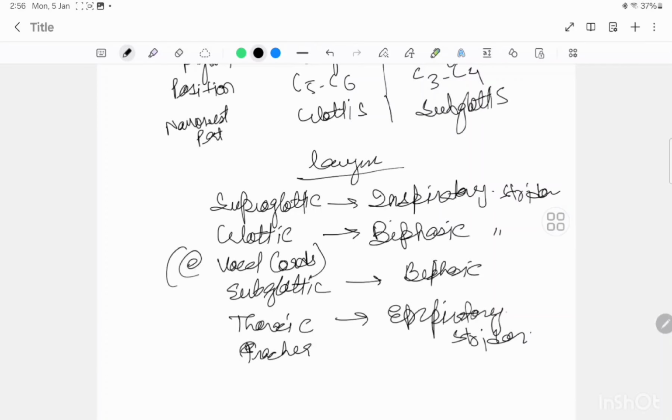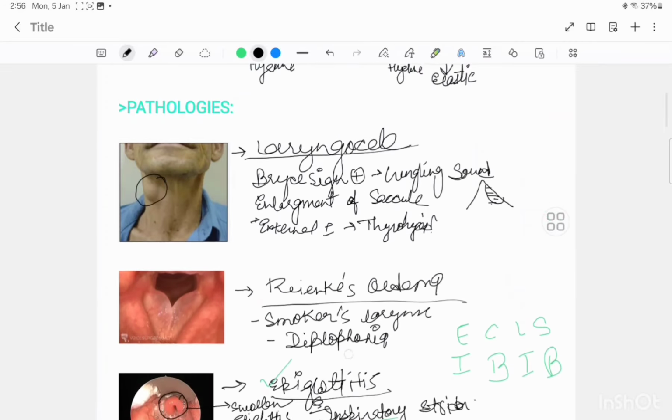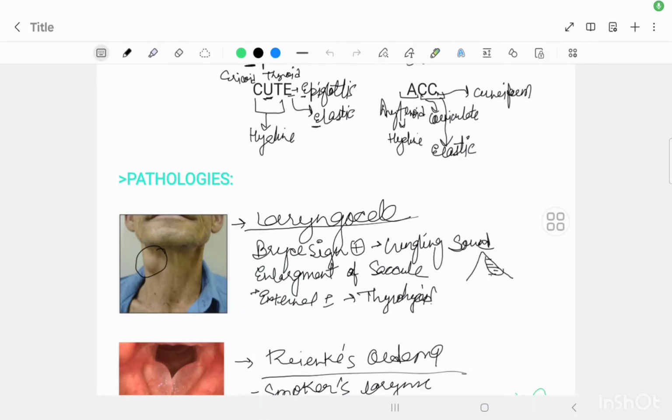So this is it. We have two mnemonics. First one is CUTE and ACC. Rapidly revising, CUTE is for U for unpaired cartilage, C and T is hyaline, E is elastic, A arytenoid is again hyaline, C is elastic. So 2 hyaline, 1 elastic, then again 1 hyaline, 2 elastic. This is CUTE and ACC.